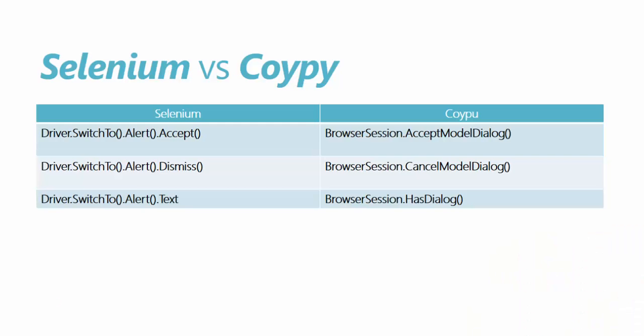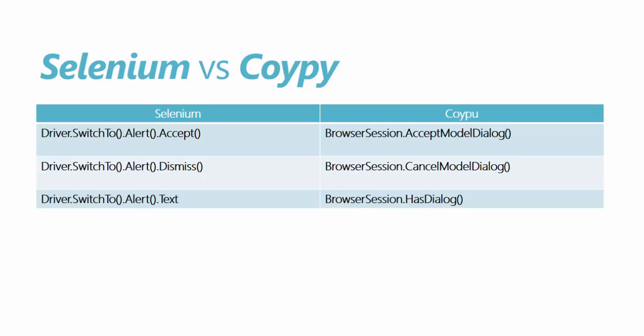So Selenium versus Coypu. As we know, in Selenium, we have a method called driver.switchTo, and within switchTo, there is a method called alert, where this method is responsible for handling the dialog box, or in other words, the alert boxes, where you can perform some of the operations like accept or dismiss to hit OK or to hit cancel, or it can also be a yes button or a no button. If you want to get the text out from a dialog box, then you use the dot text property in that.